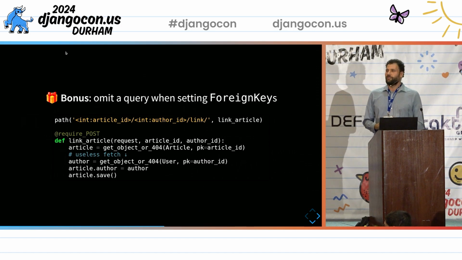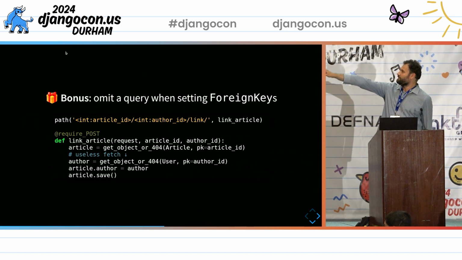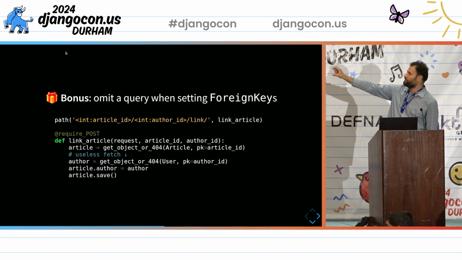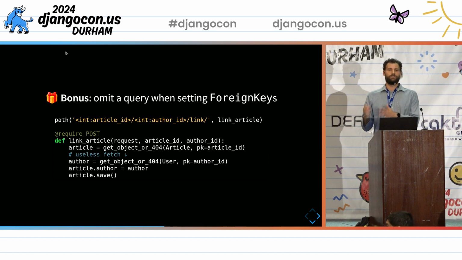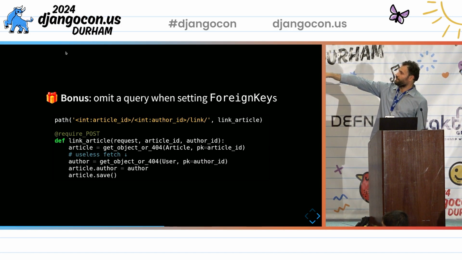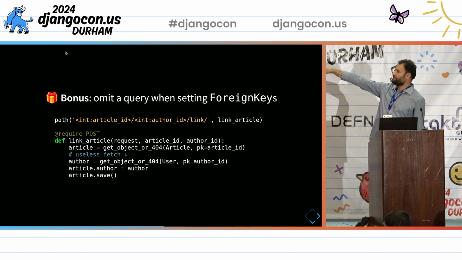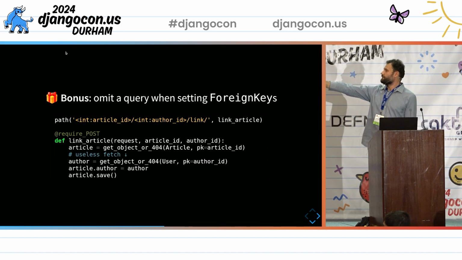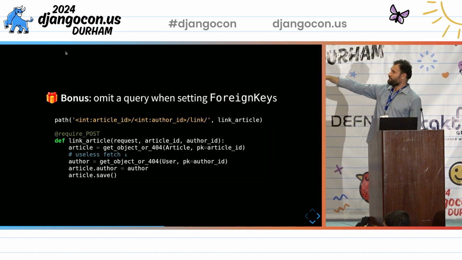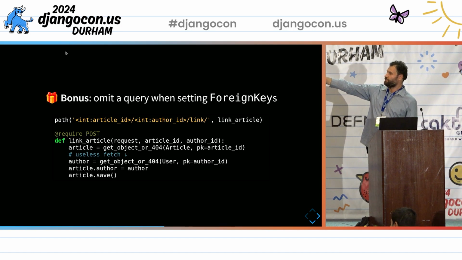An extra bonus is we can even omit the query when setting a foreign key. So imagine that you here have a view function where you want to link an article to a certain author. Well, then the path can look in the old way of doing it as an article ID, which is an integer, the author ID, which is also an integer, and we want to link those together, right? And so what you can do is you first fetch the article with that primary key, then you fetch the user, which is just the author, and then you set the author of that article to that author and you save the article.